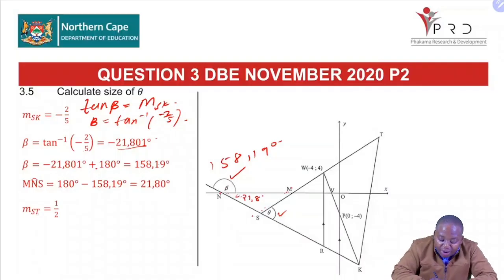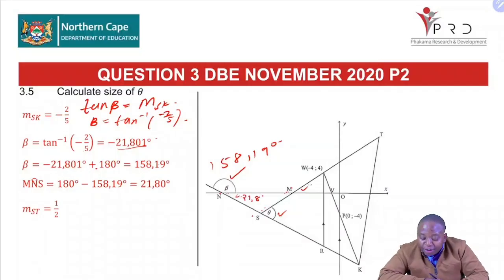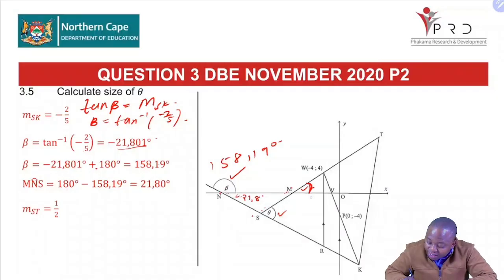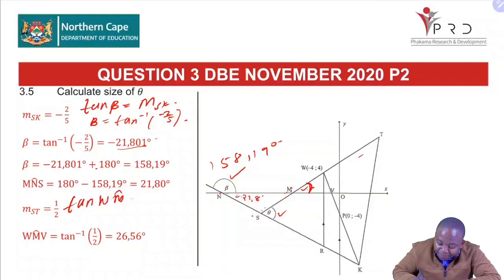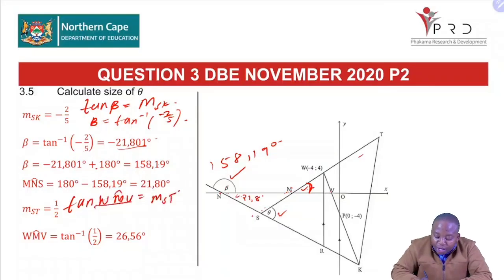Then again, our m_ST equals 1 over 2. So let's find the value of that angle right there. How do we now find that value? We can see that it is the value of inclination for ST. Then we can now find the value of WMV. Tan of WMV equals m_ST. Then WMV is the inverse tan of the gradient of ST, which is 1 over 2. Then WMV is 26,56.